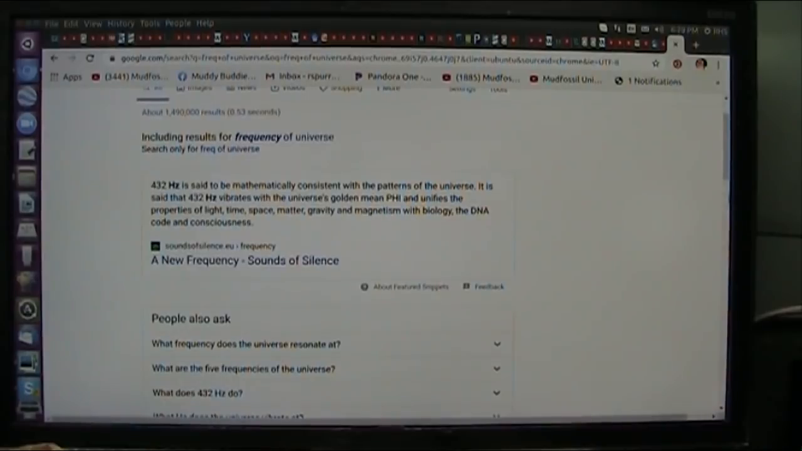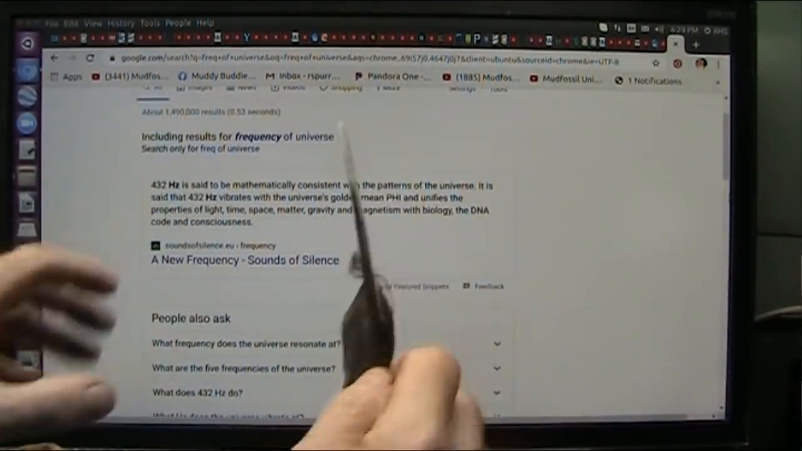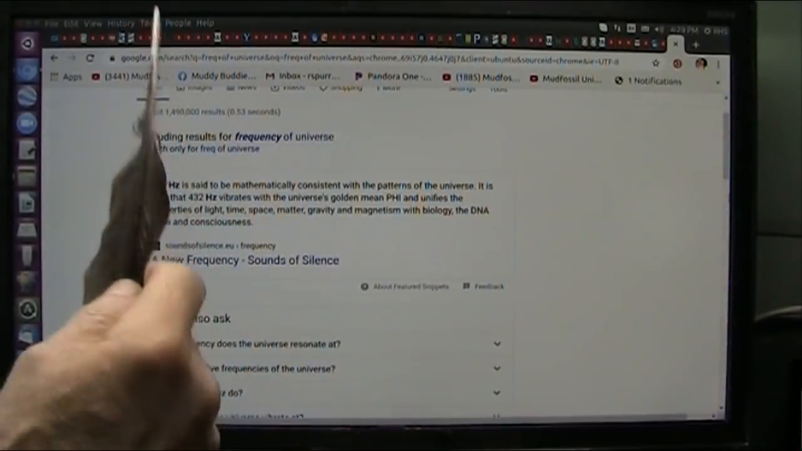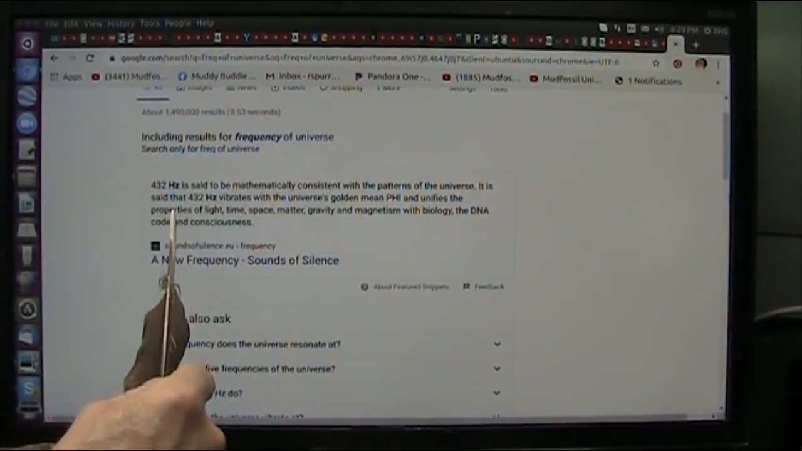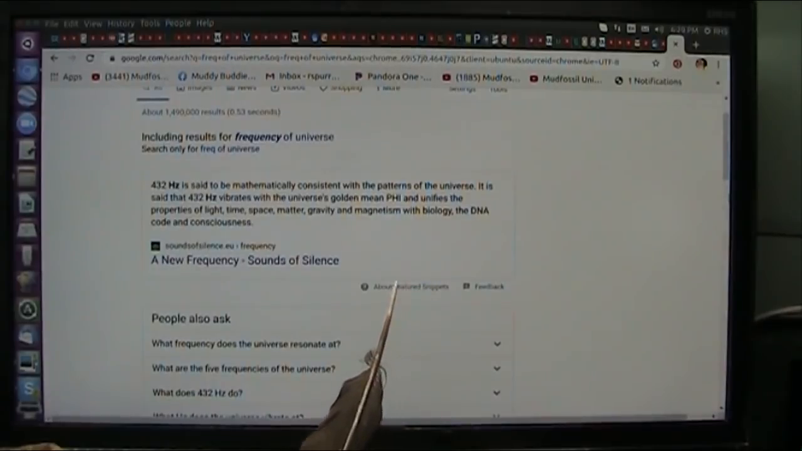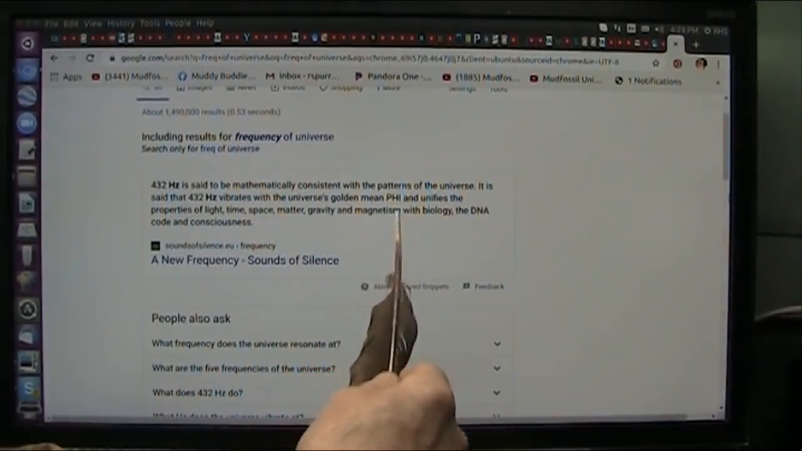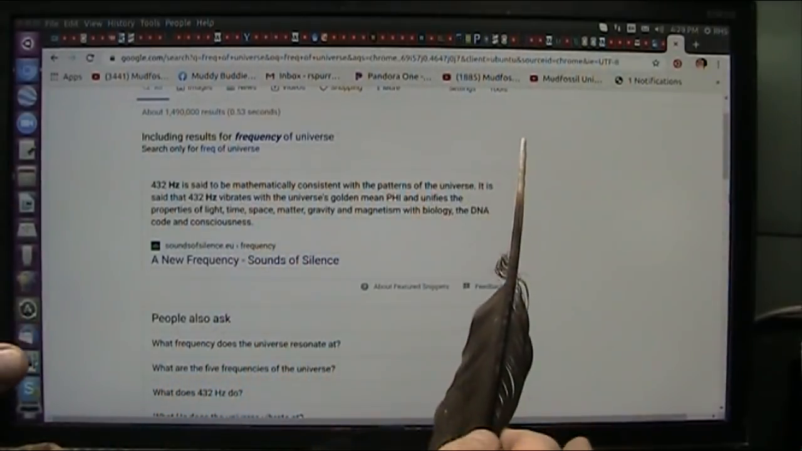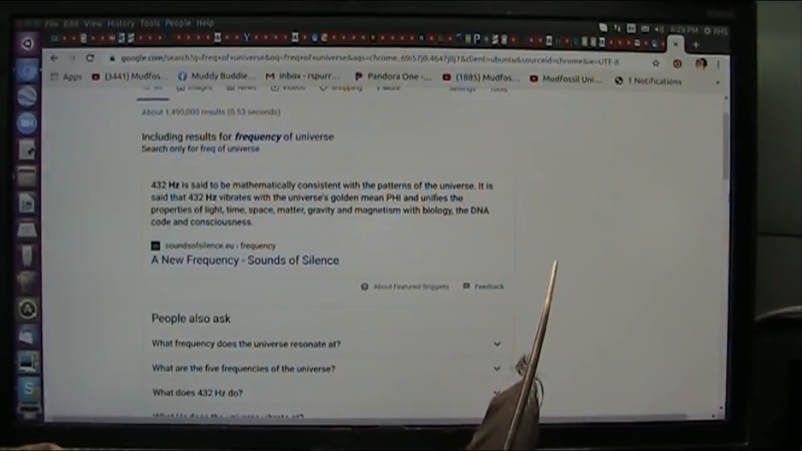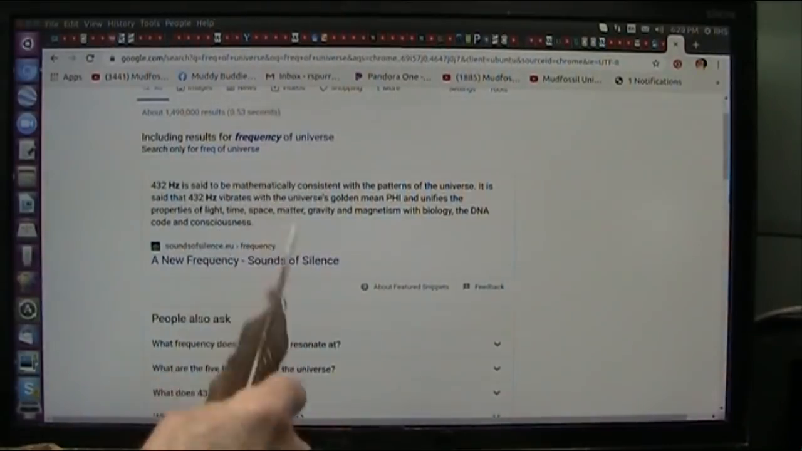Okay, my friends, I thought I had it locked down to the Schumann frequency, which is what the atmosphere of our planet vibrates at. I thought that was what created the molecules, but it doesn't. It's the background radiation of the entire frequency of the universe. It's 432 hertz, they say. And it's said to be mathematically consistent with the patterns of the universe. It's said to be 432 hertz, vibrates with the universe's golden mean, pi, and unifies the properties of light, time, space, matter, gravity, magnetism, biology, DNA, code, and consciousness. I now agree with that.